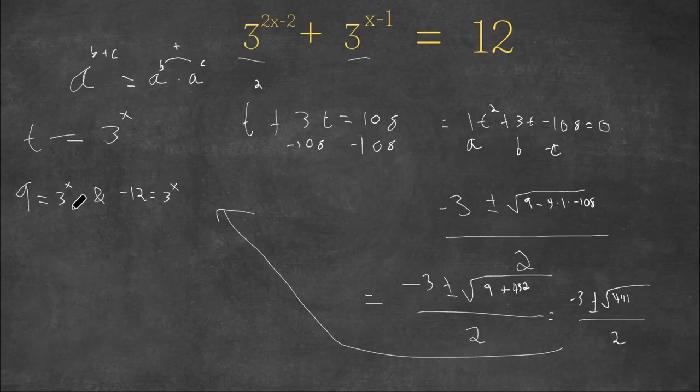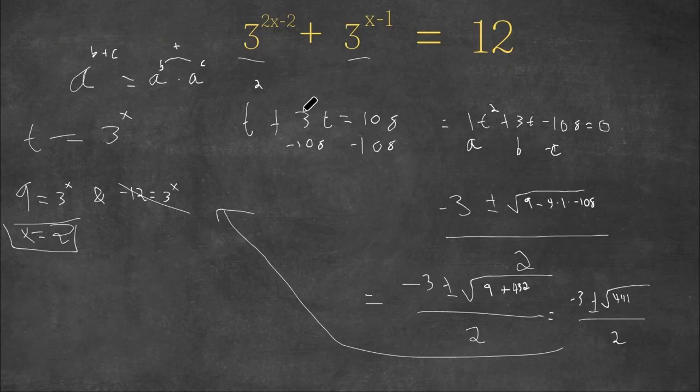9 equals 3 to the power of x, so 3 to the power of what equals 9? And that is 2. So x equals 2. That's one answer. And we also have negative 12 equals 3 to the power of x. Well, any number to the power of something can never equal a negative. So this cannot be true. So our only answer is x equals 2.